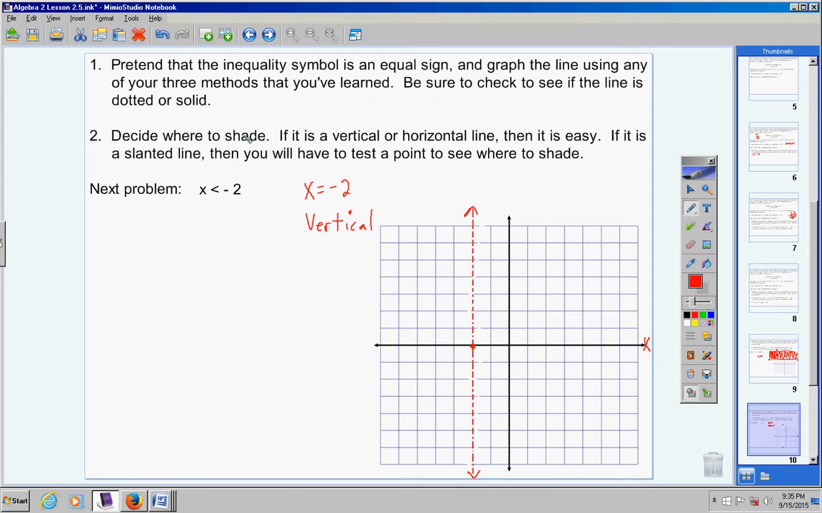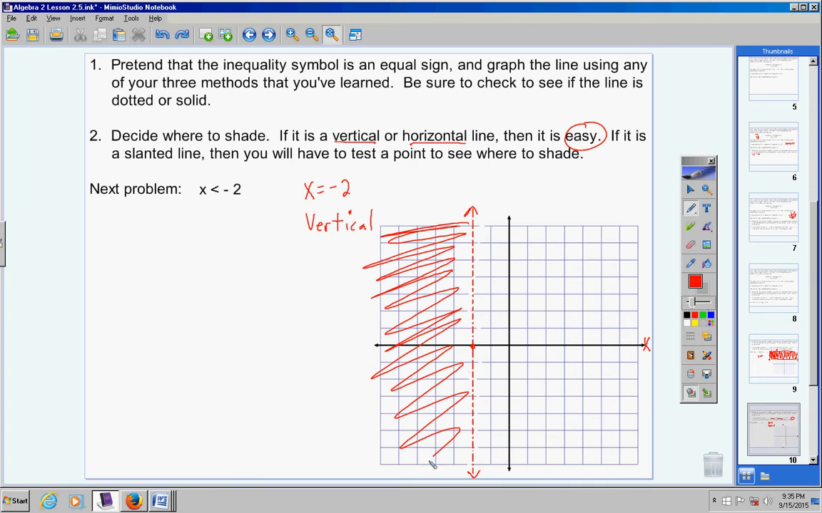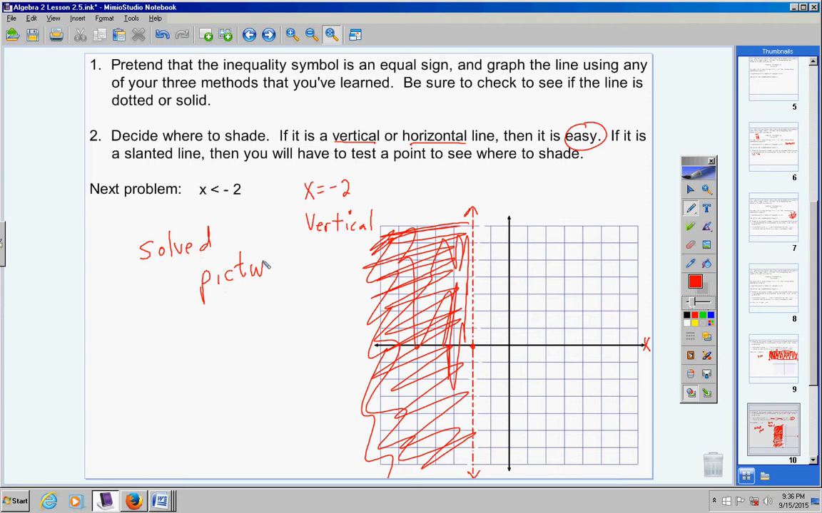Now decide where to shade, if it's vertical or horizontal. It is easy. X is less than -2. Well, think about it: if you go to the right, that's greater than. If you go to the left, that's less than. So easy. So x is less than -2, so we're going to shade over here. That's really simple, guys. So not only did you graph this inequality, you basically solved it too. You solved it because you're giving me a picture of the answer. Every ordered pair that satisfies this, every ordered pair that's a solution to this inequality, lies in this shaded area.